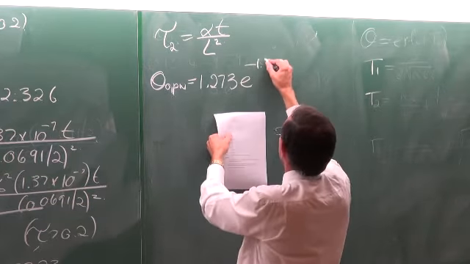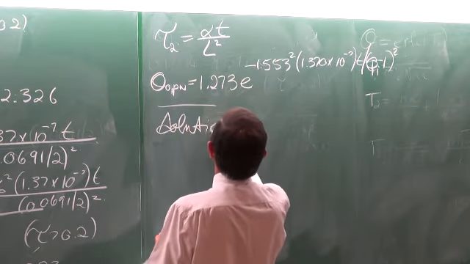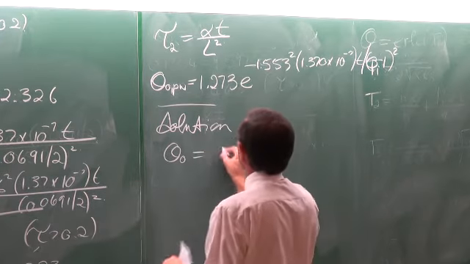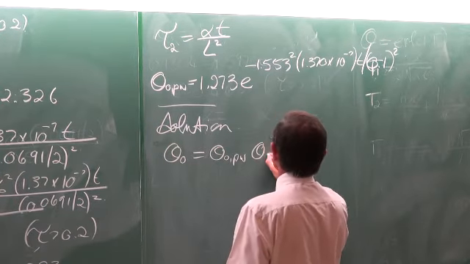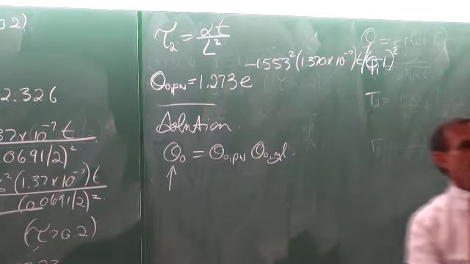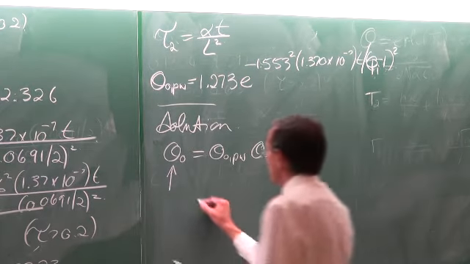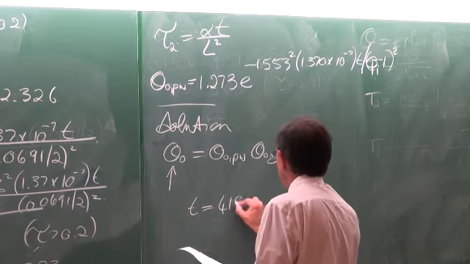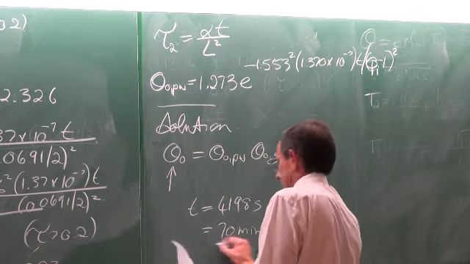And the solution would be the multiplication of the two. So the solution at the center would be equal to the solution for the plane wall and the solution for the cylinder. That one we can calculate, the non-dimensionalized temperature. Everything is known, and from that we can calculate the time as 4,198 seconds, which would be about 70 minutes.